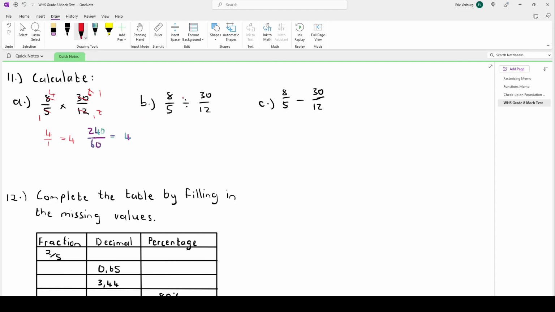Okay, next one. Now we've got division. So what we want to do with division is, what do you guys call it? I think you call it KFC. Keep, flip, change or something like that. So we've got 8 over 5.